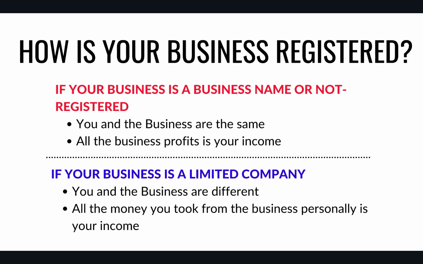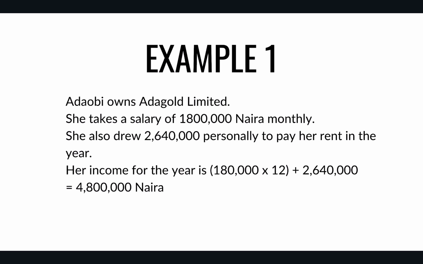Let's take some examples. So this is example 1, and we're talking of Ada. Ada owns a limited company called Ada Gold Limited. She takes a monthly salary of 180,000 Naira, and in the year she withdrew 2,640,000 personally in bulk to pay for her rent. The total amount that Ada took from the business in the year was 4.8 million, and that represents the income that will be used to calculate her tax.